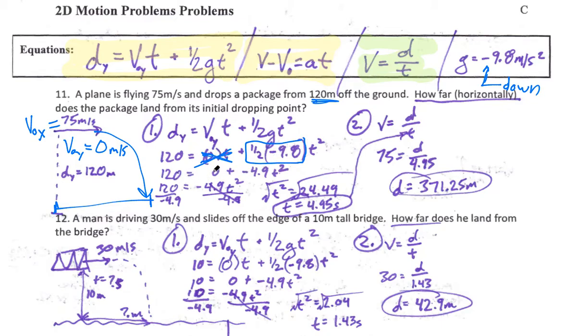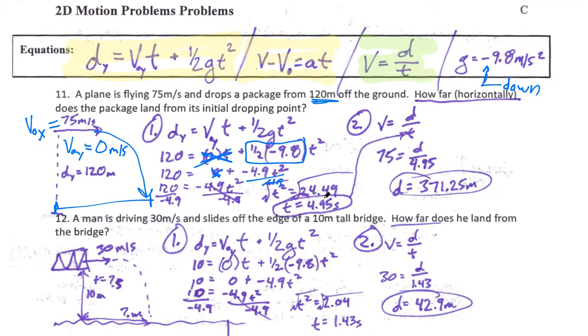Okay, so this 0 is coming from what I just crossed out up here, plus negative 4.9 t squared. Well, I don't have t squared yet. That's what I'm looking for. So we've got to divide both sides by negative 4.9. If I do it to one side, I got to do it to the other. So that's what's going on in this step right here. And 120 divided by negative 4.9 gives me 24.49.